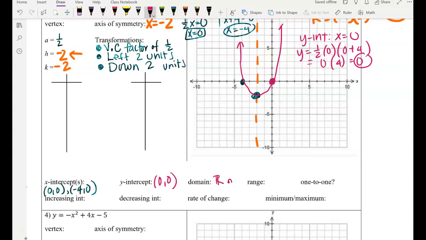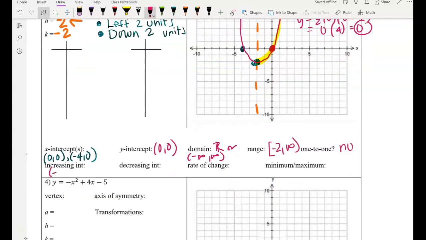Domain is all reals, or write it as an interval notation. Your range is from negative 2 and go upward. It is not a 1-to-1. Increasing is going to be on the right side, so that's going to be from the h value of negative 2 all the way to the right. Decreasing, it's on the left, so negative infinity to negative 2.